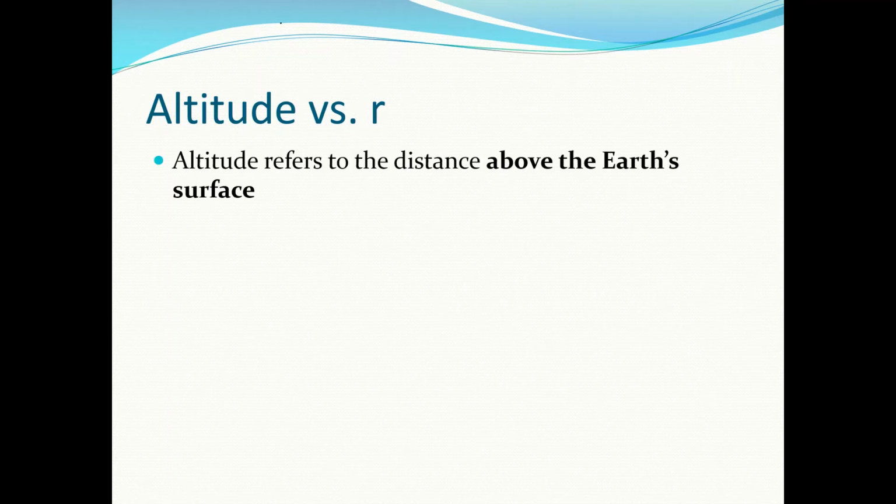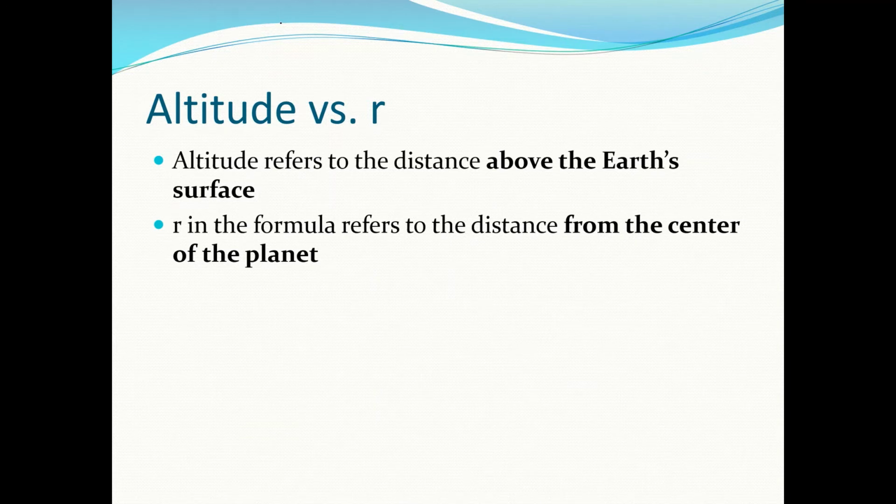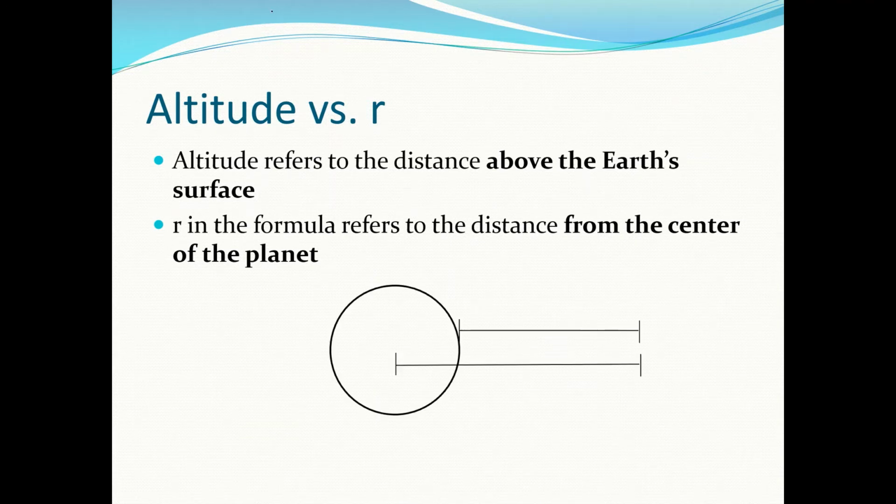There's a term that's going to come up quite a bit, which is the term altitude, and you need to know how altitude differs from r. So altitude refers to the distance above the Earth's surface. R in the formula represents the distance from the center of the planet. So if this is Earth again, this is the surface of the Earth, this would be our altitude right here, and this would be r right here.